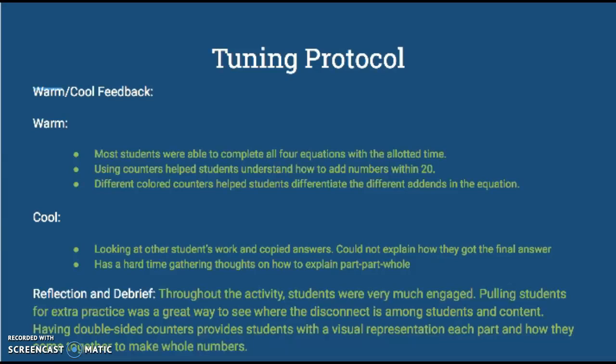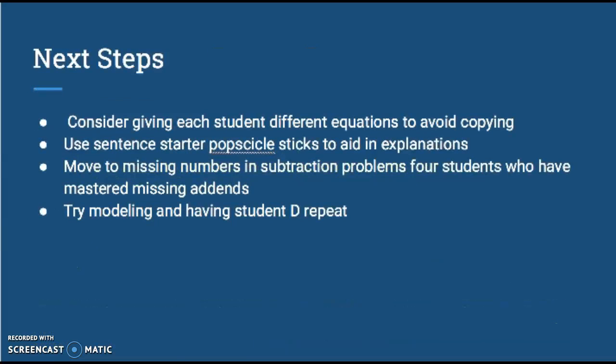Some of the cool feedback, one student, like I stated earlier, copied answers. They were unable to explain how they got their final answer and had a hard time gathering thoughts when it came to explaining the part whole. Throughout the activity, reflection and debrief, all students were actively engaged. It was a great way to see the disconnect between students and content, and having double-sided counters was proven to be very helpful.